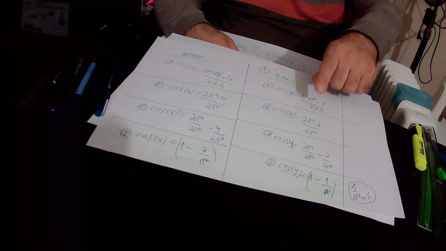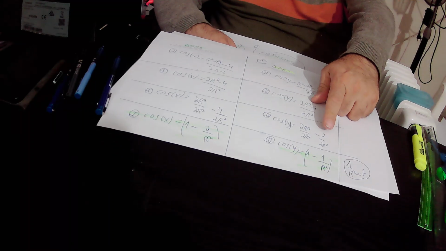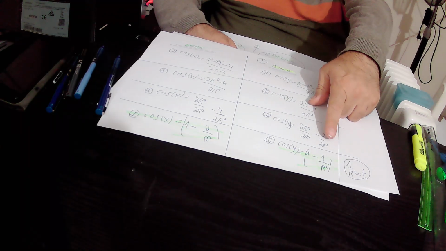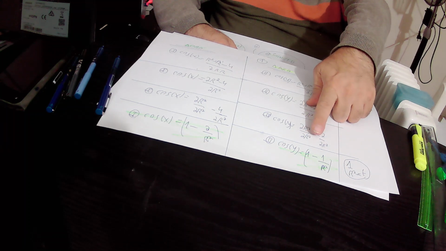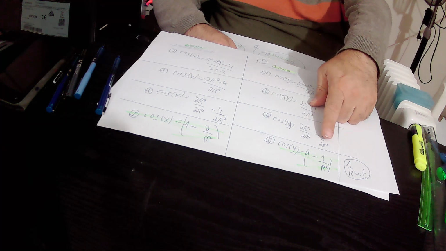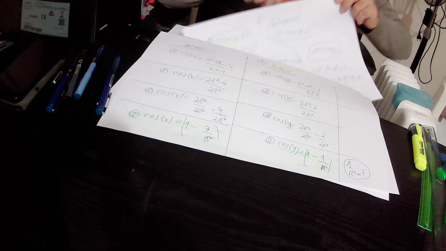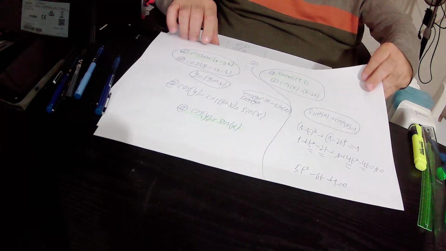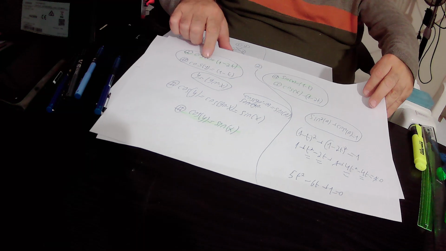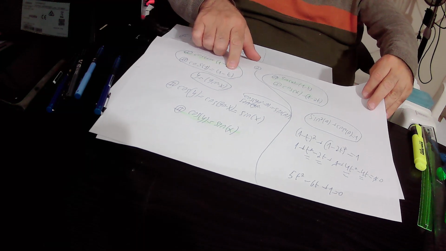Then we substitute 1 over r squared in equation number 2 by t. So we get that cosine y equals 1 minus 1 over r squared, which is t. So cosine y equals 1 minus t.